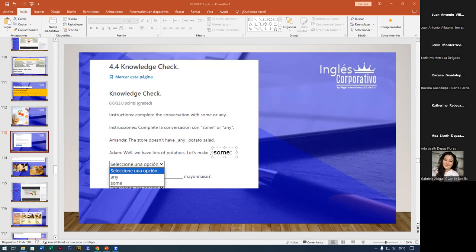Remember that here you finish with the quantifier because you omit the repetition. Para omitir la repetición. So you can use until the quantifier. So that's correct to use it. Now let's go ahead with our next part.